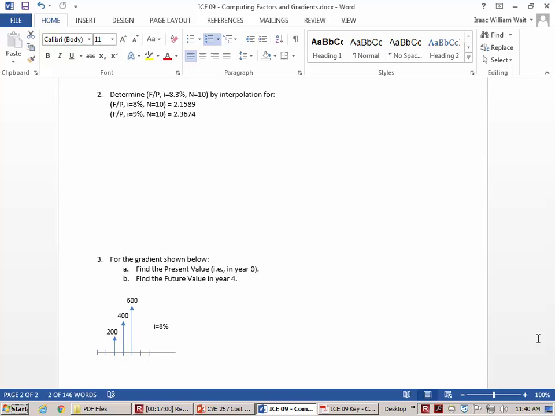The future value? Move everything to year 4. Yeah, so move the 200 to year 4, the 400 to year 4, everything. Okay, great. Looks like that's the right answer.